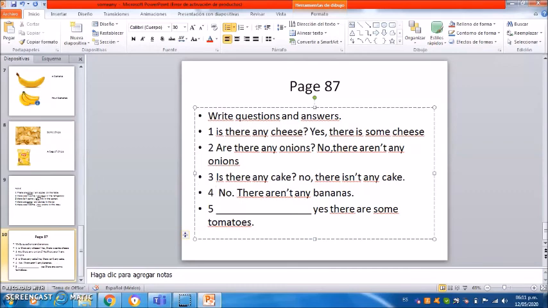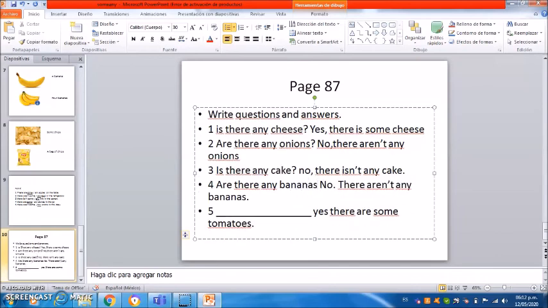Very good. Number 4, the answer is no, there aren't any bananas. So the question is, exactly, and we are going to start with are because we are talking about bananas. Bananas is a countable one. Are there any bananas? No, there aren't any bananas.